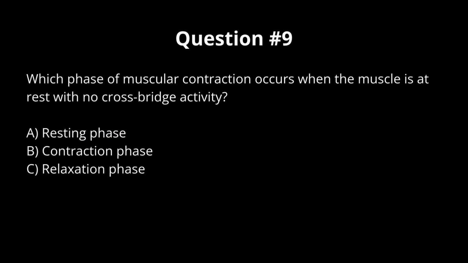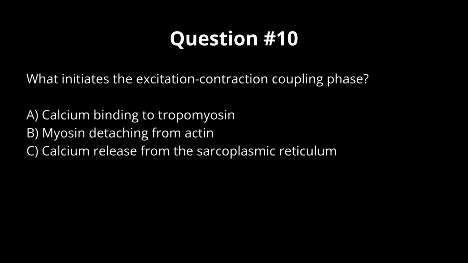Question number 9. Which phase of muscular contraction occurs when the muscle is at rest with no cross-bridge activity? A. Resting phase. B. Contraction phase. C. Relaxation phase. The correct answer is A. In the resting phase, calcium is stored in the sarcoplasmic reticulum, actin and myosin are uncoupled, and no force is produced.